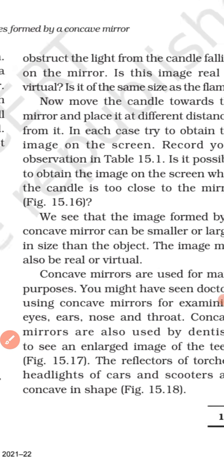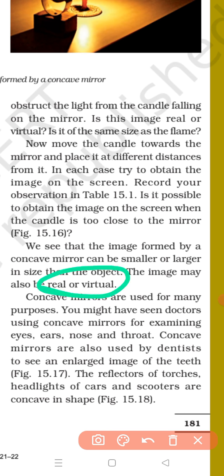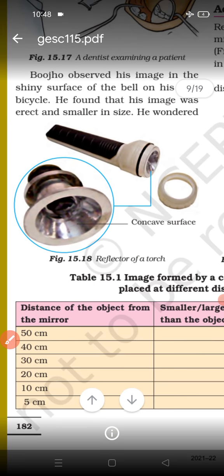Okay, so we see that the image formed by a concave mirror can be smaller or larger in size than the object. Yes, we have seen just now that the images formed by a concave mirror can be smaller than the object or can be larger than the object. Also, the image may be real or virtual. It can be real also or it can be virtual also. Okay, these two things are left.